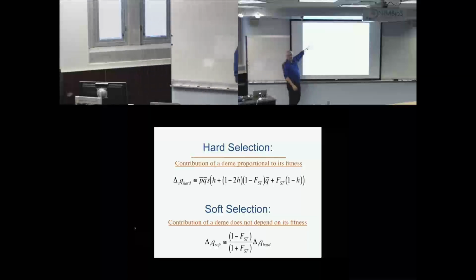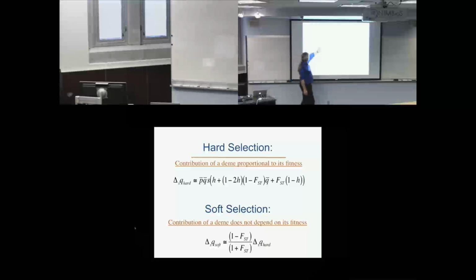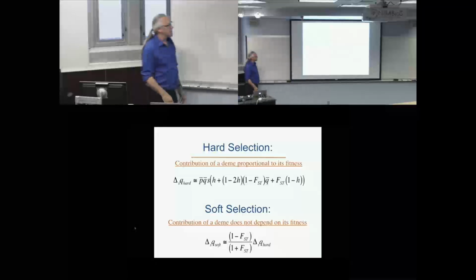So this is the change in allele frequency under pure hard selection. This is the change in allele frequency under pure soft selection. These are approximations where basically the only thing we need to assume is, like I said before, that selection is weaker than migration. It includes the sort of pqs that you would see in a panmictic population, but it also includes effects of FST and dominance, which would have been there in a panmictic population as well.